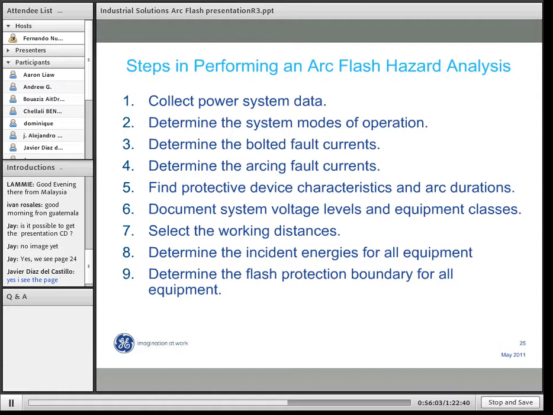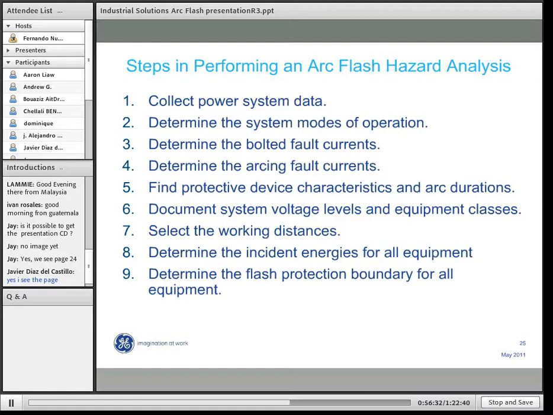Determine the bolted fault currents. That's what's done during the short circuit study. Then determine the arcing fault currents. These are lower than the bolted fault currents. They're done based on what the voltage level is. There's going to be a certain amount of arc resistance occurring that will limit the fault currents.